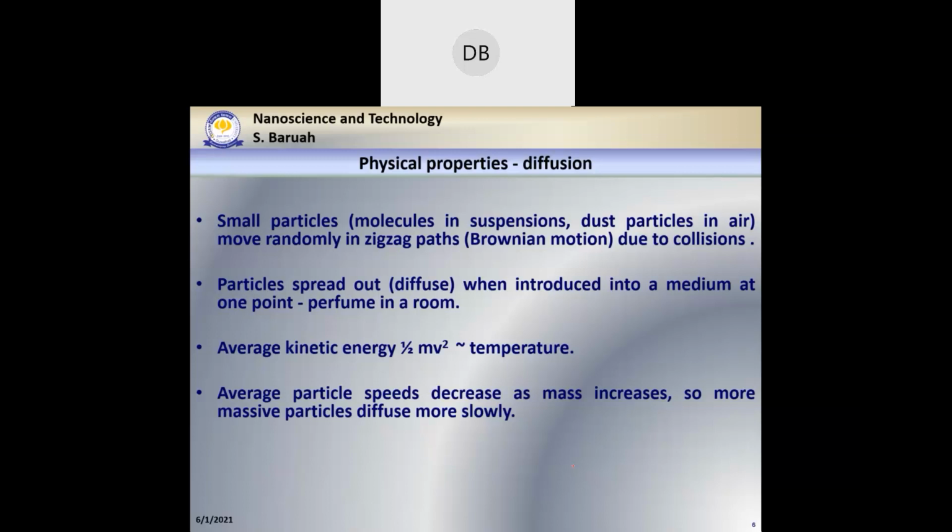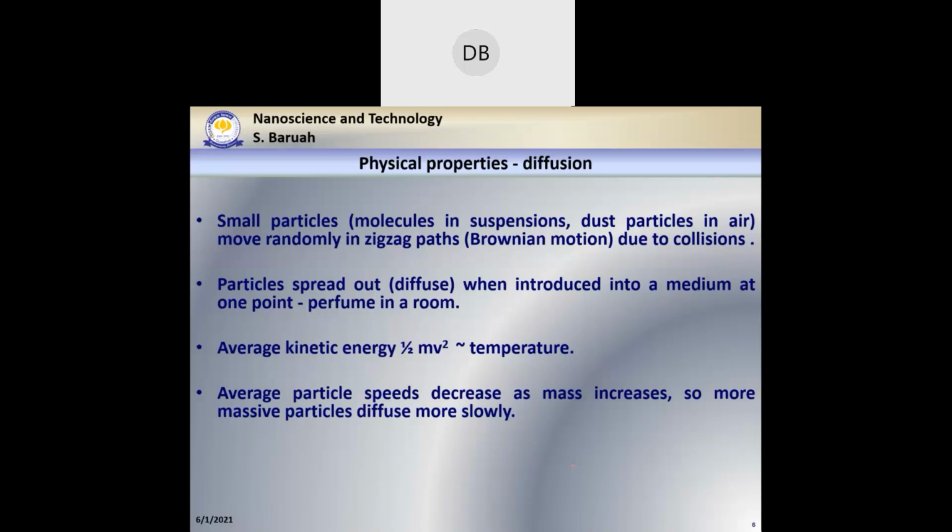The typical example is a perfume in a room. You spray the perfume in one corner of the room, stand at the other corner of the room. Within a few seconds, maybe you will smell it. That means it has moved. Obviously, where you spray, that part has the maximum concentration, and the other parts were at zero concentration initially, and then this diffusion starts, and after some time it is even all over, right?